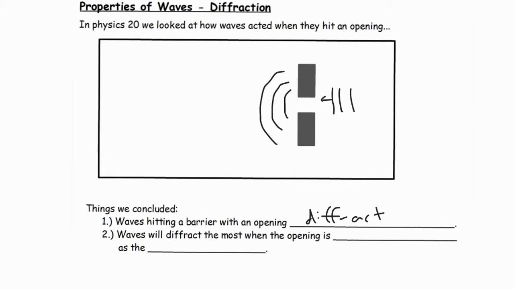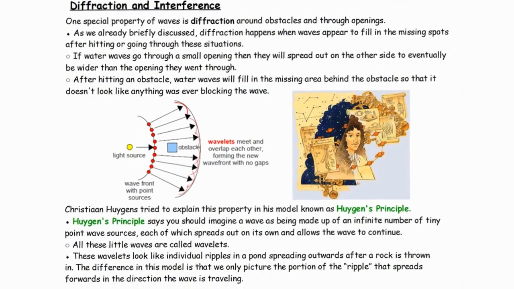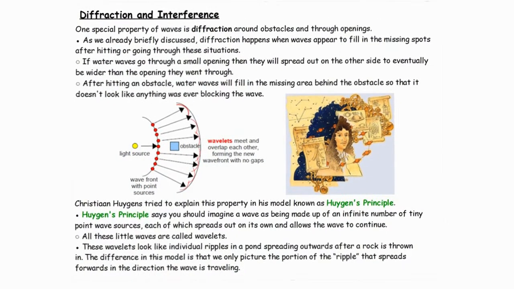So waves will diffract the most when the opening is close in size to the wavelength. So the closer the opening is in size to the wavelength, the more diffraction will occur. Now, one special property of diffraction is interference. And so we're going to look at kind of how that happens.